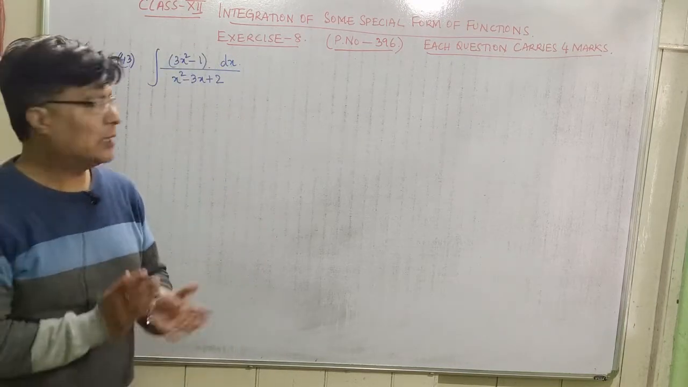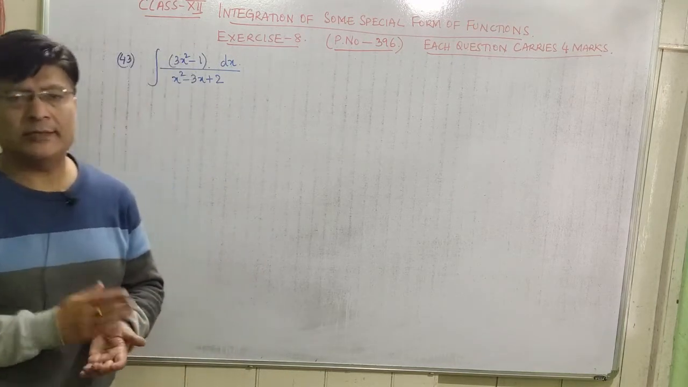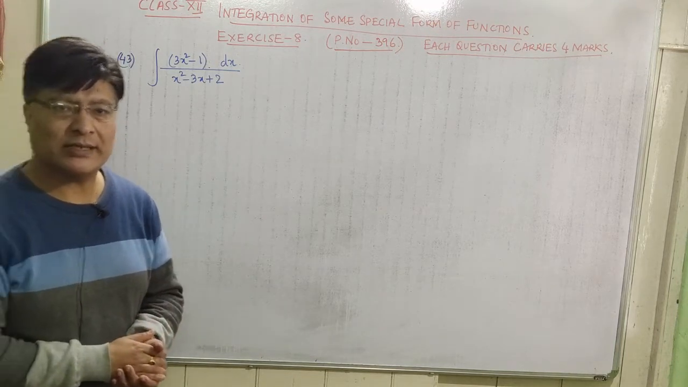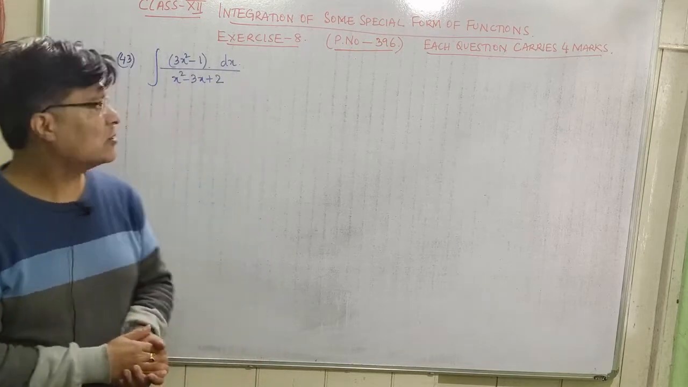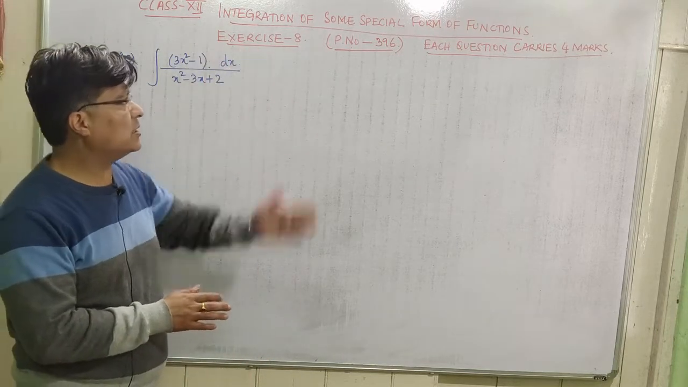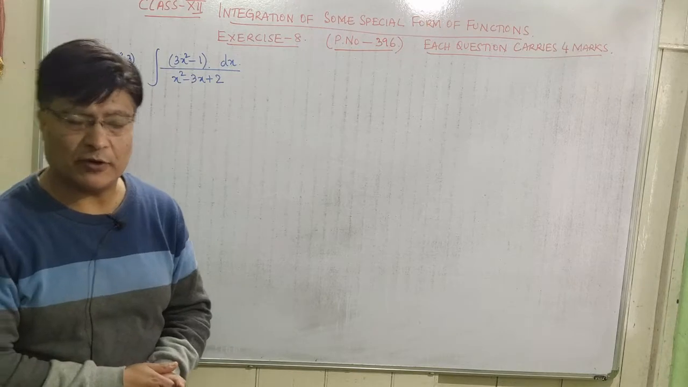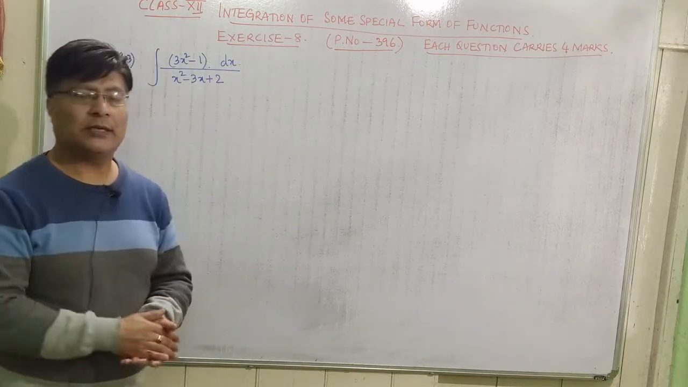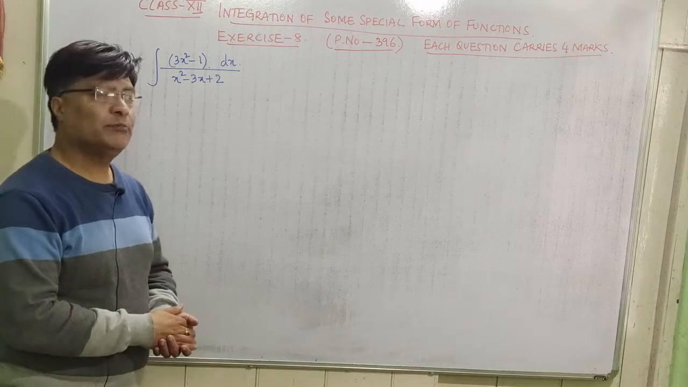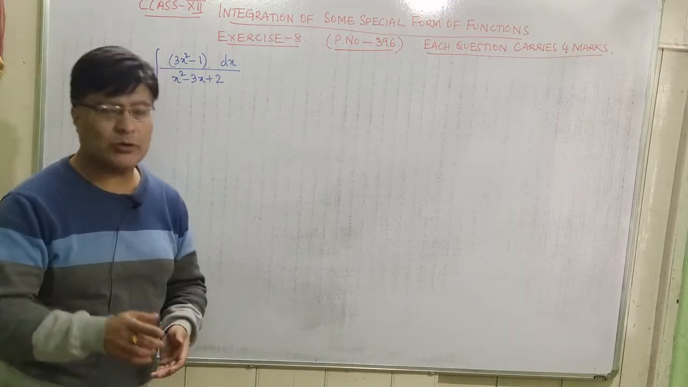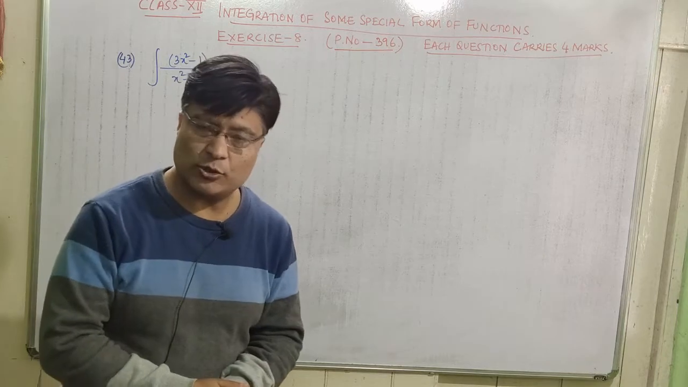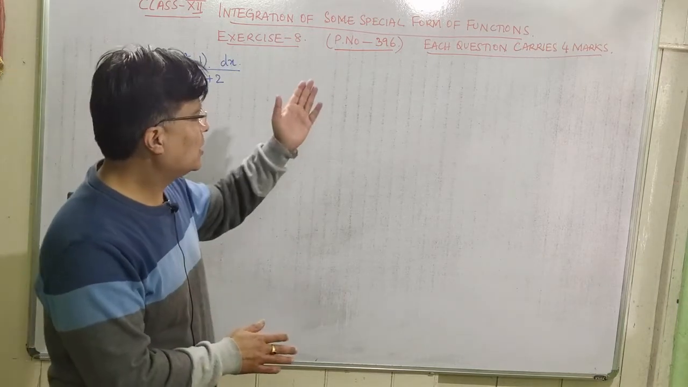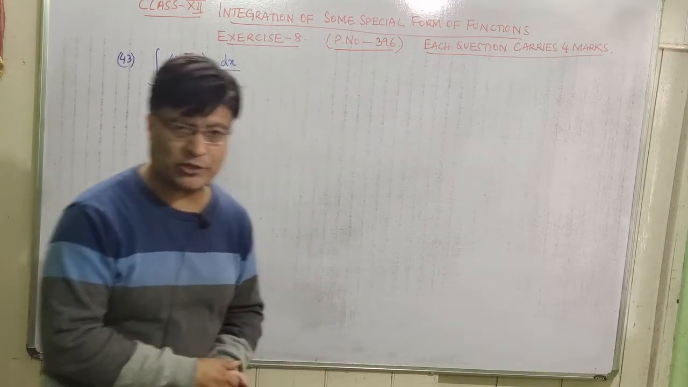So now I am doing class for class 12 science. This is the continuation of the last online class, where we were doing the same chapter, integration of some special form of functions. Today is the continuation class of this chapter. It is the same exercise 8, page number 396 from the book Higher Mathematics for class 12 by Sailendra, and we will do questions from the section where each question carries 4 marks.